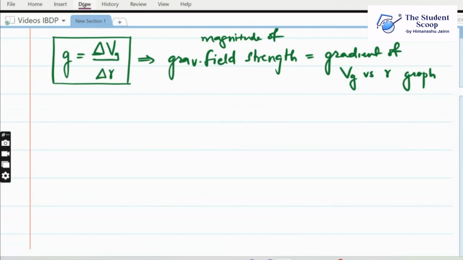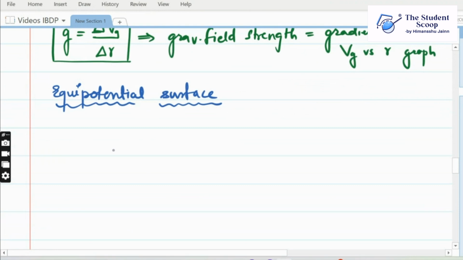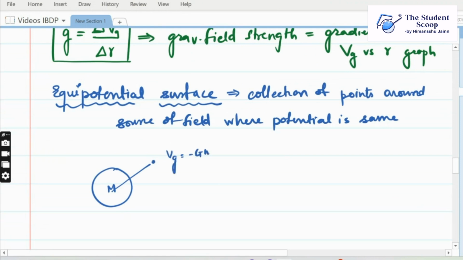But before that, we would like to explore what equipotential surfaces are. An equipotential surface is a collection of points around the source of the field where the potential energy or potential is the same. For example, if I have a planet of mass m, the potential at this point depends on the mass and the distance from it. That distance is r.